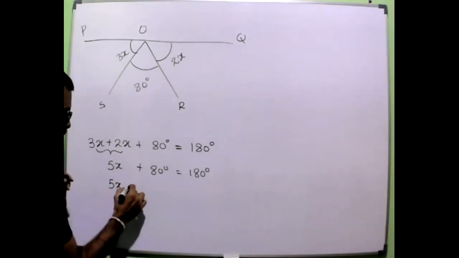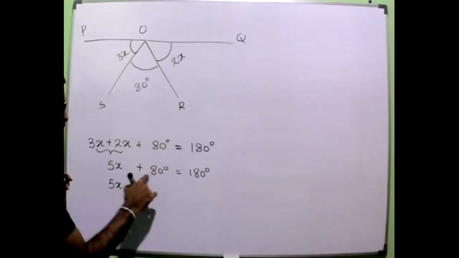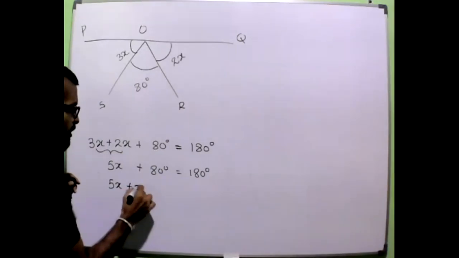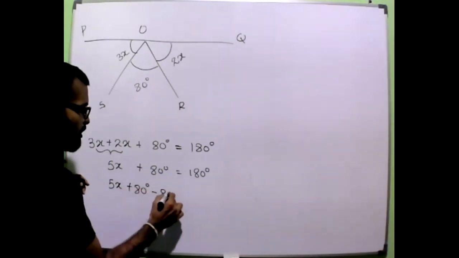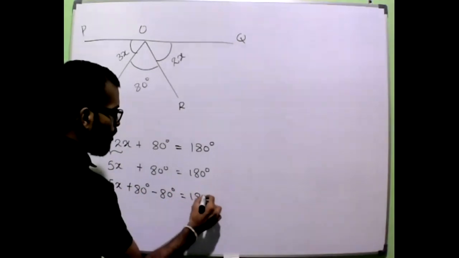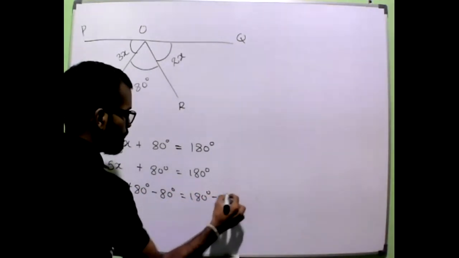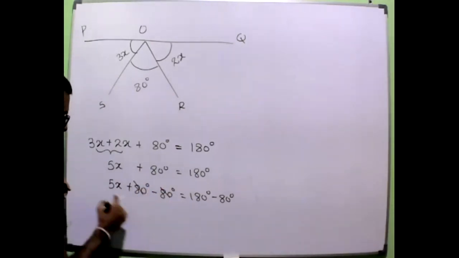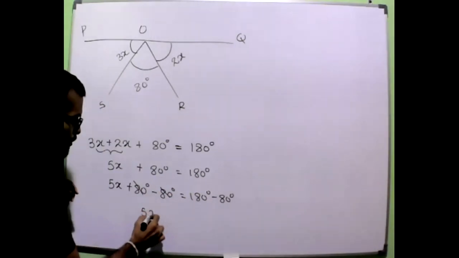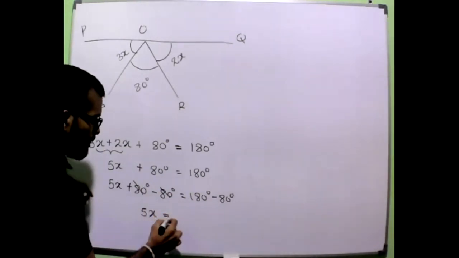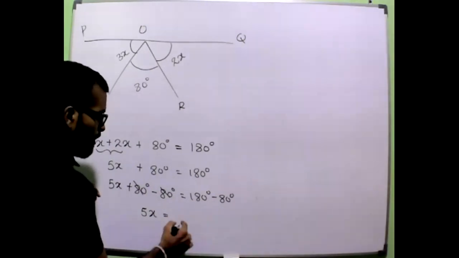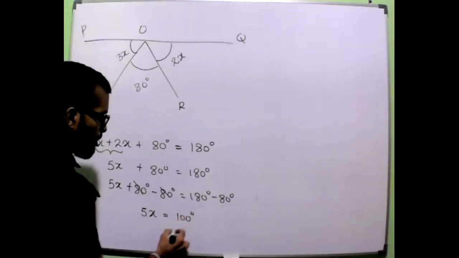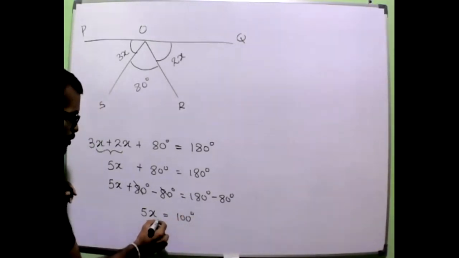5x. Now here you have positive 80. I have to remove it. So, what is the opposite? Negative 80. From both sides, you have to subtract 80. Positive 80 and negative 80 cancel out. Now here I have 5x. So 5x equals 180 minus 80, which is 100. Now you have to divide.